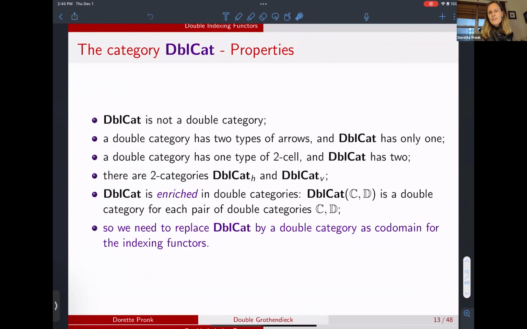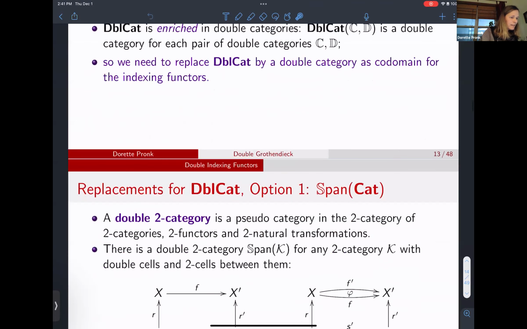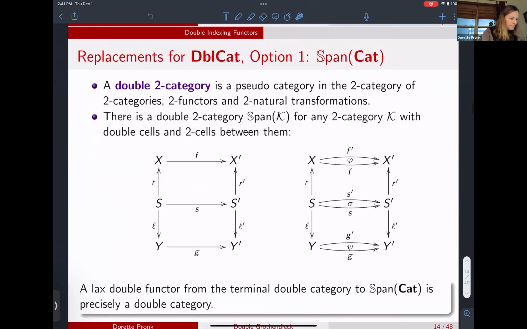Like 2Cat can be viewed as a two category, and Cat can be viewed as a category, which makes things nice for indexing, but DoubleCat doesn't. What DoubleCat does have going for it is that it's enriched in itself. But when it comes to indexing functors, we need to find a different codomain. If we have a diagram indexed by a double category, and we want to use a double functor as our indexing functor, we need to find a new codomain for that. And so we have two options.